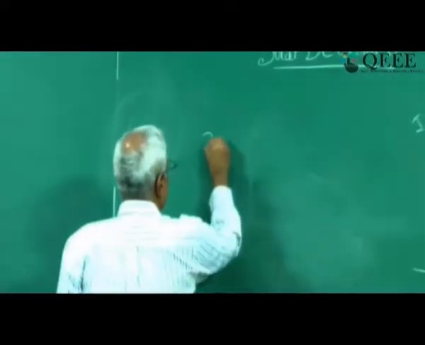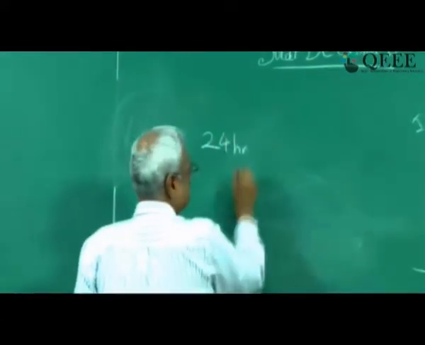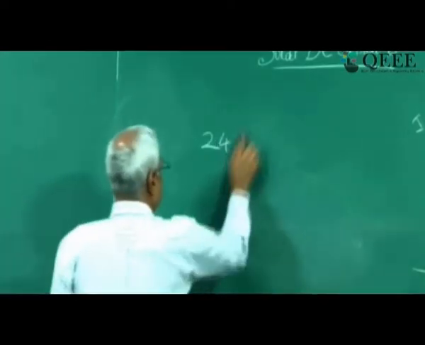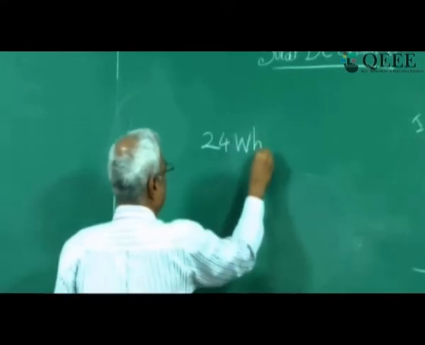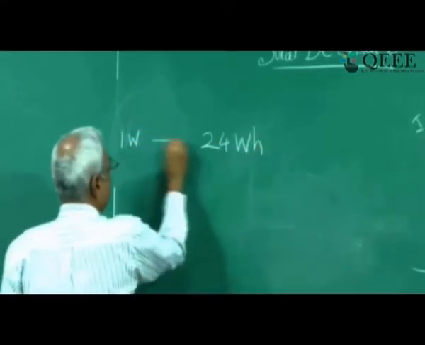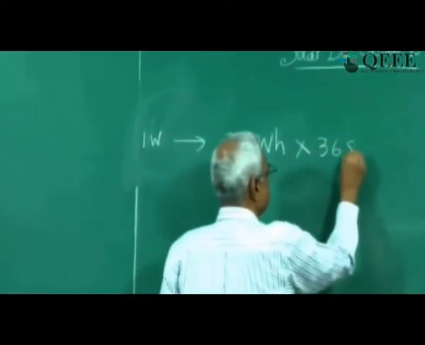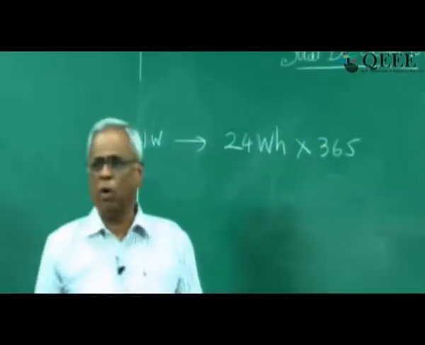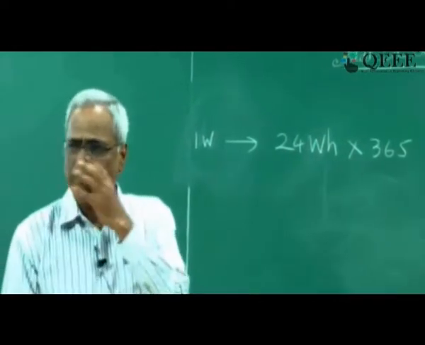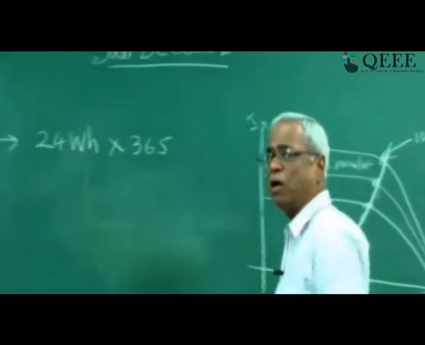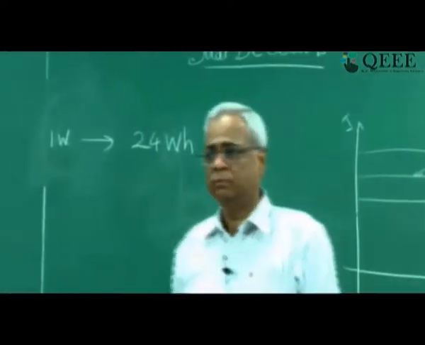Suppose it was producing 24 hours a day, then 24 watt hour it will produce. 1 watt should have done 24 watt hour. It is called watt hour. 1 watt, 24 hours. And if it was kept 365 days, it should have been 365 into 24 watt hour. How much does it work out to be? 24 into 365. Can somebody give me the answer? 24 watt hour into 365. Huh?